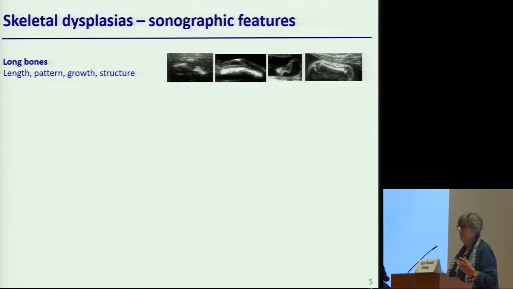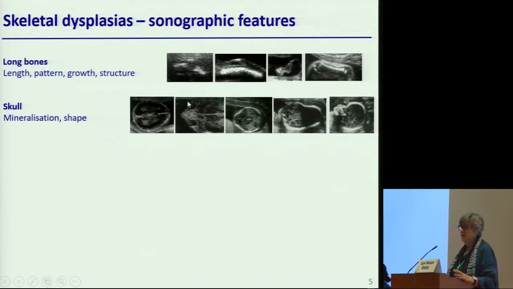Look at the growth pattern, because not all skeletal dysplasias appear early in pregnancy. Look at the pattern of growth. And look at the structure. Is there bowing? Is there, as in this case here and here, very angulated tibia? And look at the ends of the bones for stippling of the epiphyses. Look at the degree of mineralization. This is a really, really good clue. It will give you a clue to a very limited number of diagnoses.